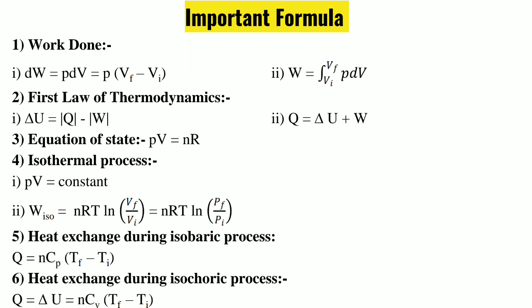Heat exchange during an isochoric process is given by Q is equal to delta U is equal to n Cv (Tf minus Ti). Work done W has one more formula which I skipped by mistake, that is W is equal to the integral of PdV from Vi to Vf. And the first law of thermodynamics can also be written as Q is equal to delta U plus W.